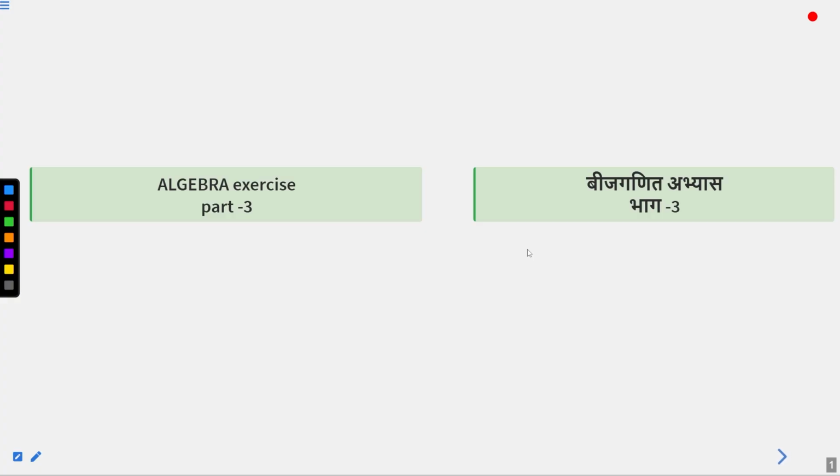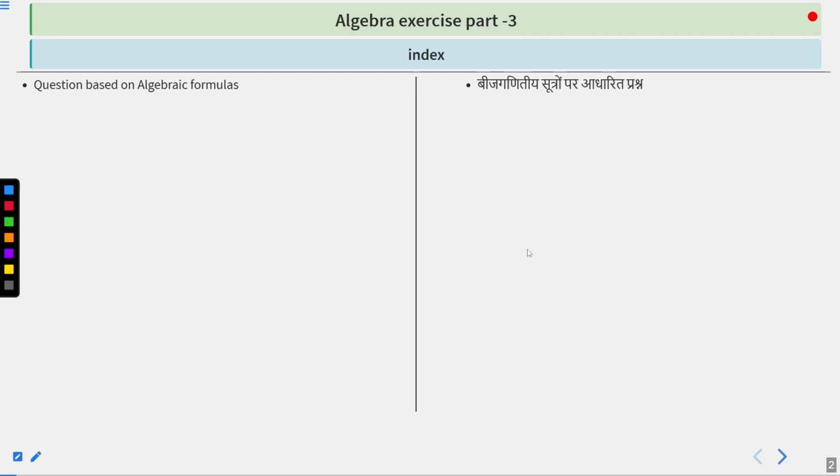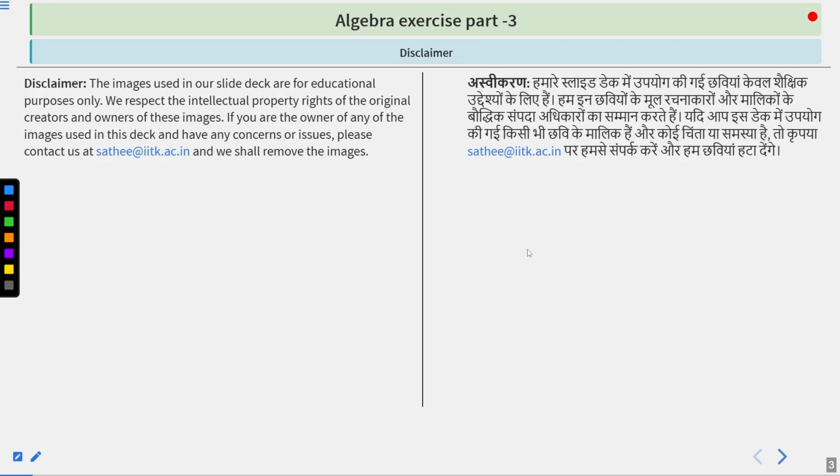Hello everyone, we are going to start algebra exercise part 3. We will study questions based on algebraic formulas in this exercise.